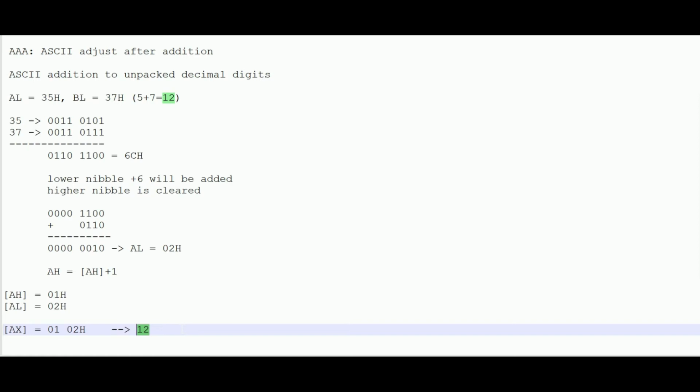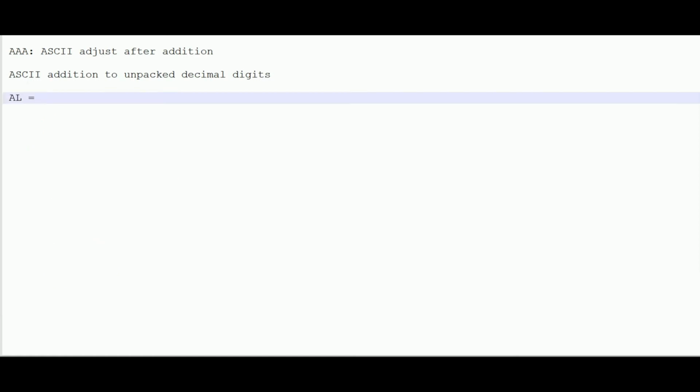Alright, now we will go to another example to gain more clarity on this instruction. In this example, let us add two numbers. One is 9 and another is 7. The 9, if we convert it into an ASCII hex value, we get 39H, and the other number, that is 7, if we again convert it into an ASCII hexadecimal value, we get the content of BL as 37H.